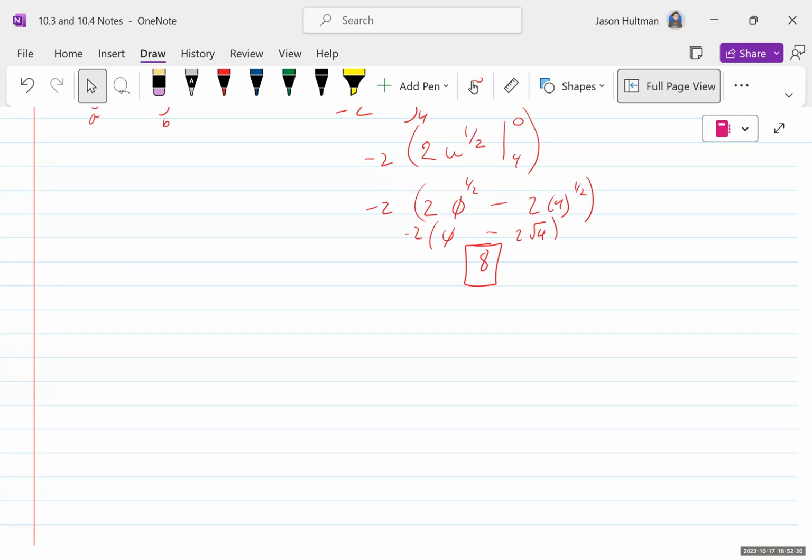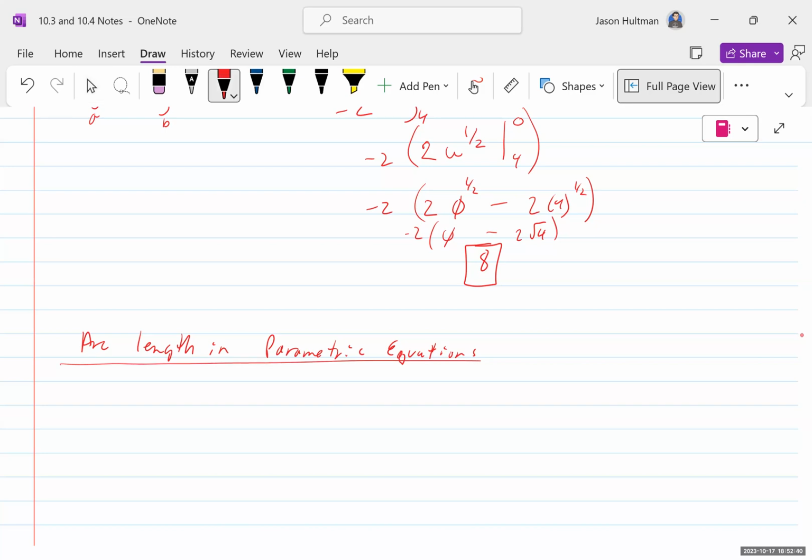Okay, so now let's look at arc length in parametric equations. We've done arc length, we've done arc length in polar coordinates, and now let's do arc length in parametric. Again, arc length in rectangular coordinates is just a to b of the square root of 1 plus dy dx squared dx. In polar coordinates, it was alpha to beta of the square root of r squared plus dr d theta squared d theta.